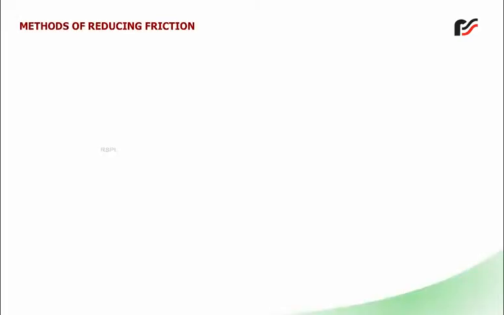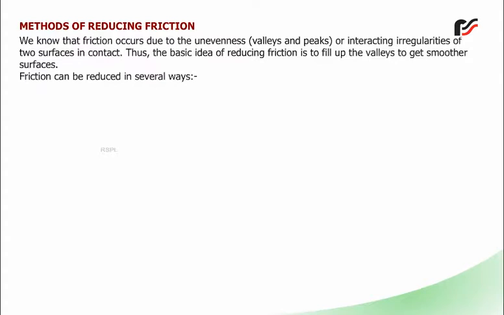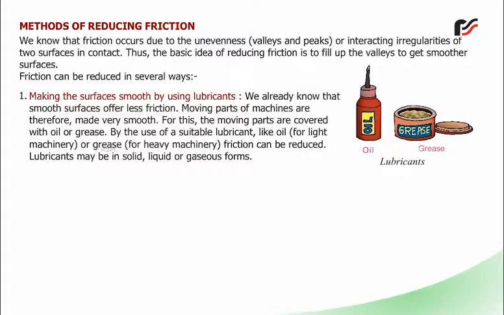Methods of reducing friction. We know that friction occurs due to the unevenness, valleys and peaks, or interacting irregularities of two surfaces in contact. Thus, the basic idea of reducing friction is to fill up the valleys to get smoother surfaces. Friction can be reduced in several ways.